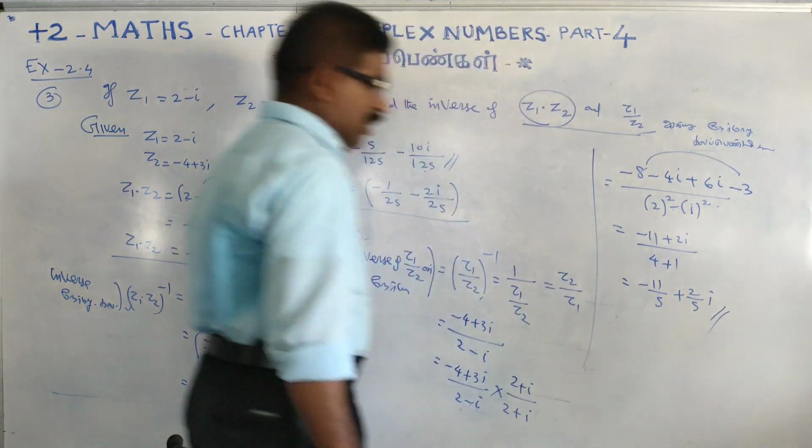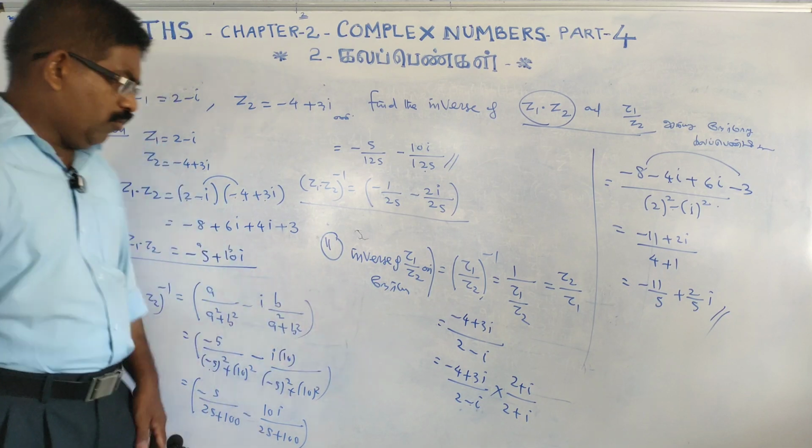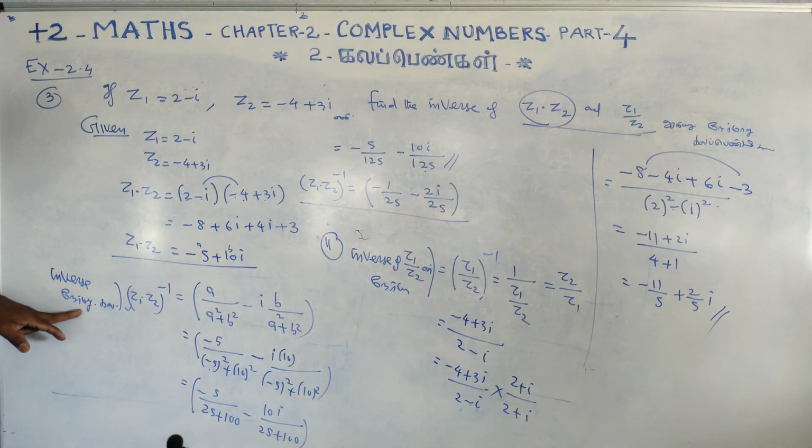This is the inverse of division of two complex numbers. Okay, right. This is the product z1 into z2. Then we find the inverse.